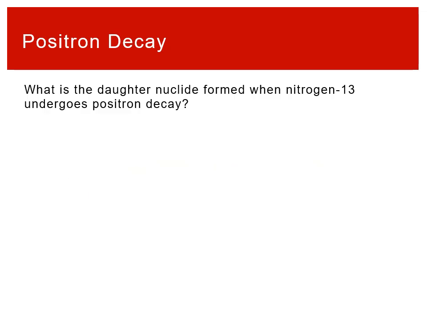So we're going to start with our parent. We know that we're trying to come up with a daughter, so our parent is nitrogen 13. Again, you don't need to memorize any information about atomic numbers. You can look it up if you want to know that nitrogen is 7. The decay process is positron, so that's going to be a product, a positron. So our arrow, then we see the positron over there.